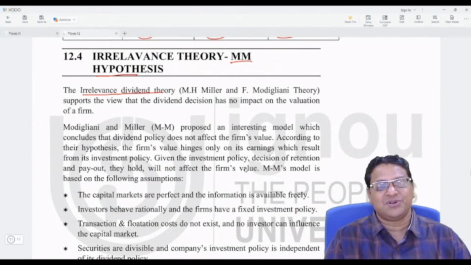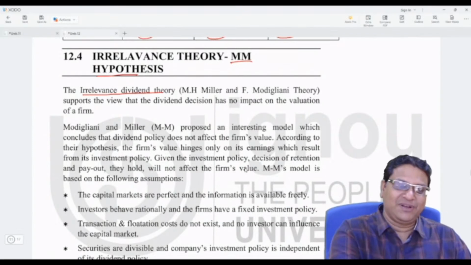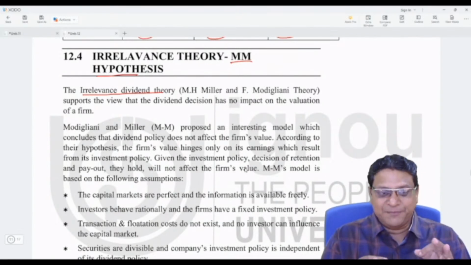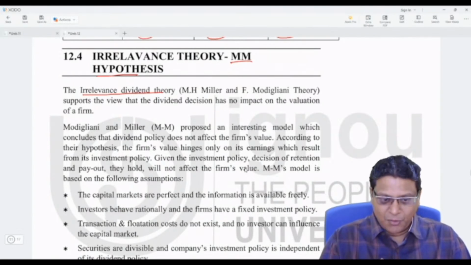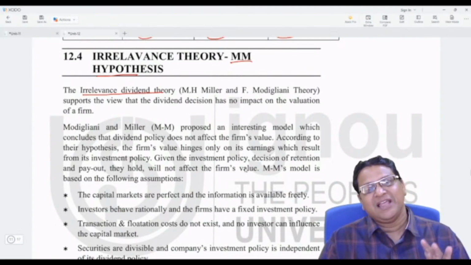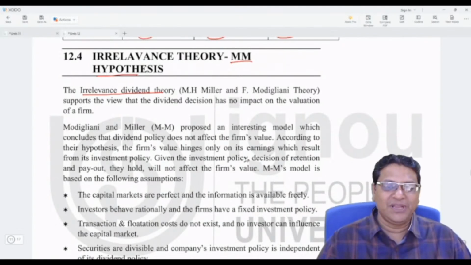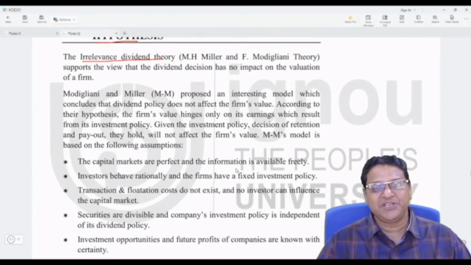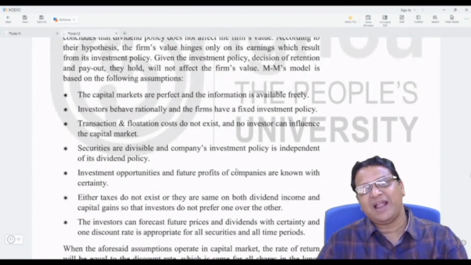So what are the assumptions of this theory and what is the recommendation? The recommendation is that if the following assumptions are operational, then the dividend policy will not affect the value of the firm. This is known as MM theory. So MM theory is an irrelevance theory, and it is based upon certain assumptions.